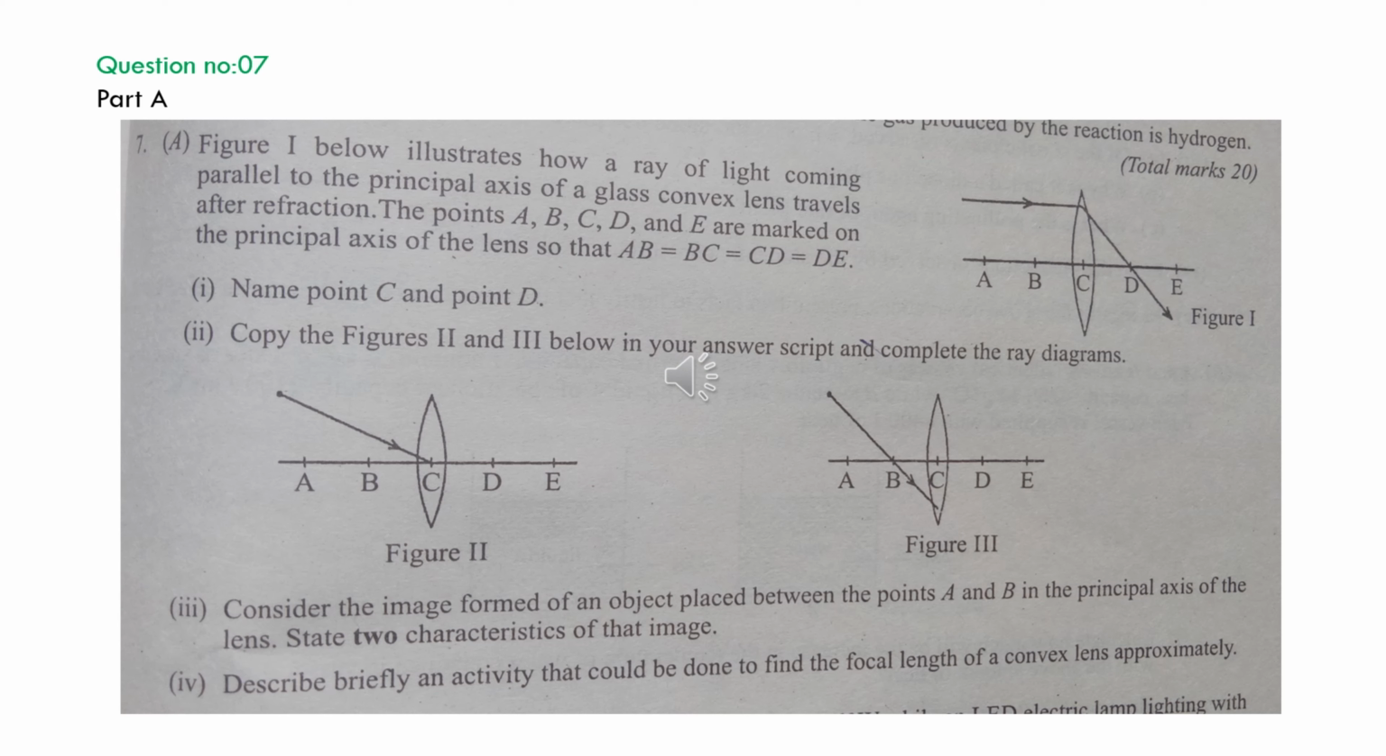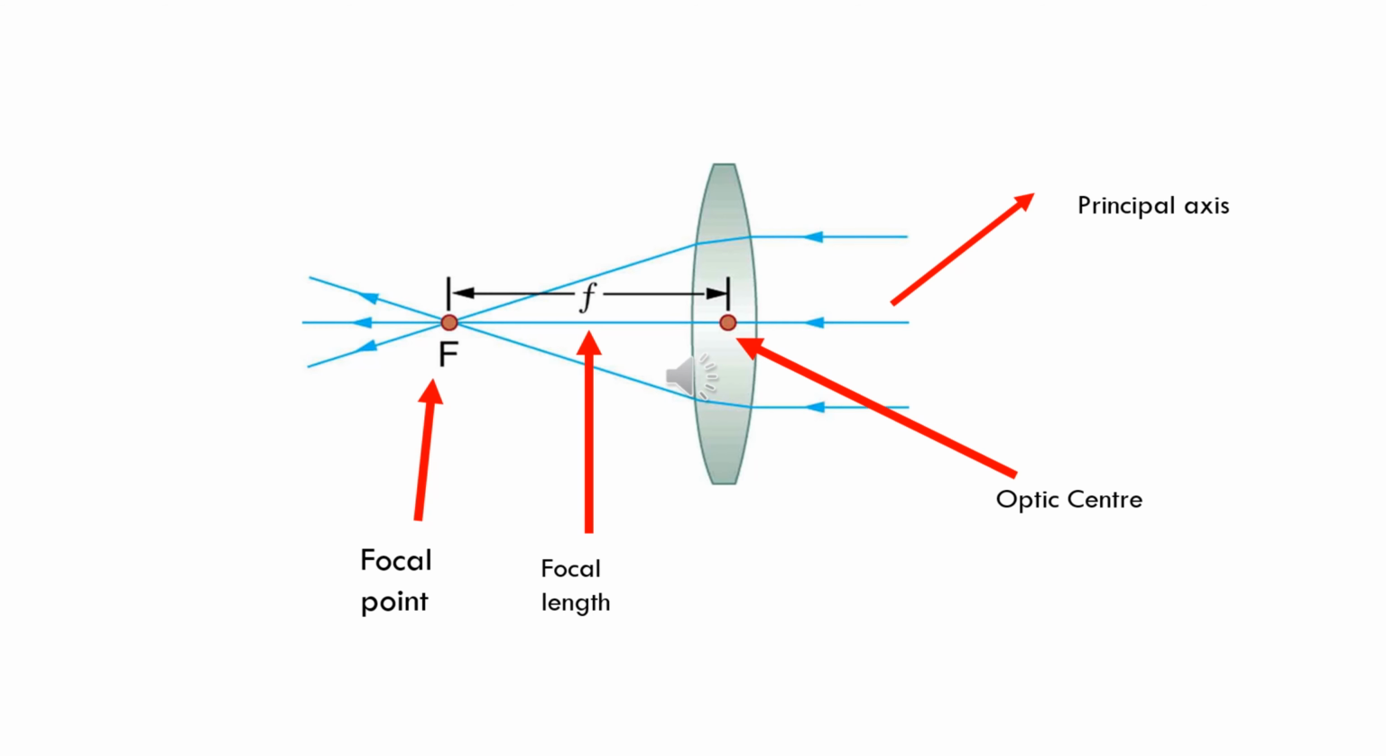Now we are moving to the essay type questions. We meet the first physics question in question number 7, part A. Here the question asks: the figure below illustrates how a light ray coming parallel to the principal axis passes through a glass convex lens. Roman number 1 asks to name points C and D. Let's identify points C and D. This diagram illustrates these points well.